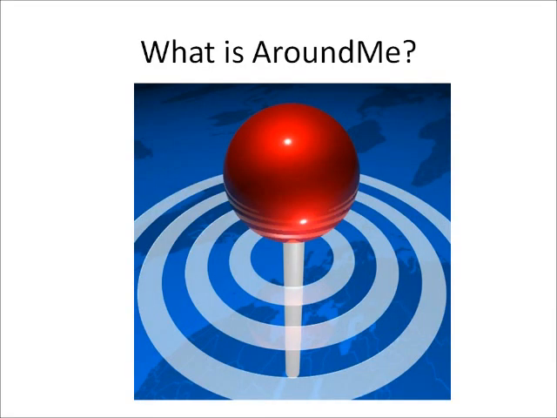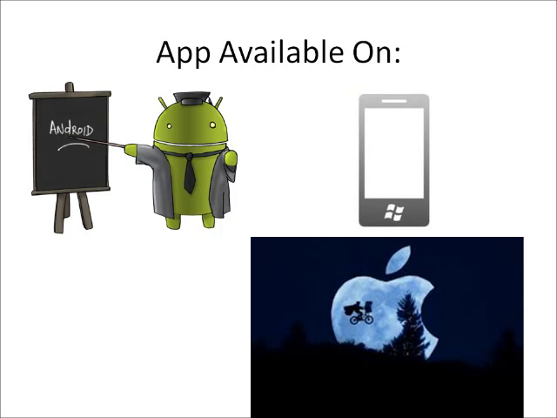The one I chose to use is Around Me. Around Me is an application that finds anything in an area that fits a certain criteria. The application is available on Android, on Windows Phone, and using the iDevices.